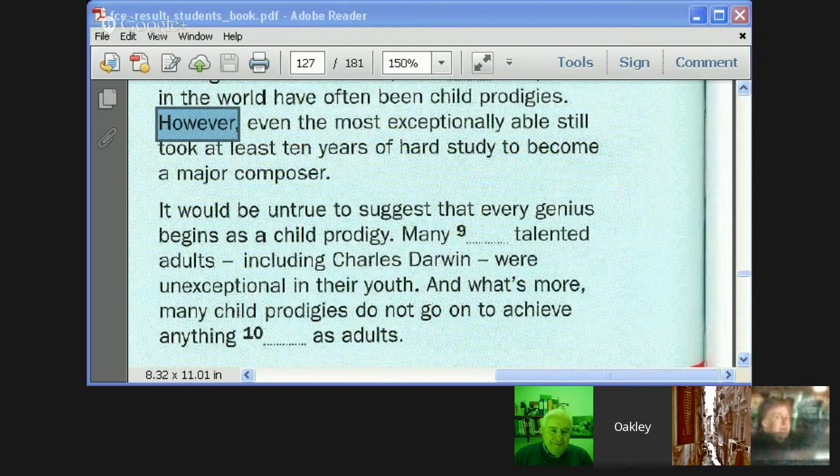Okay, many talented adults, including Charles Darwin, were an exception in their youth. And what's more, yes. The word is high. Number 9. Many something high. In this case, yes, in this case, it is an adverb. Most certainly, you're correct. Yes, there you go. Many highly talented adults, including Charles Darwin, were unexceptional in their youth.